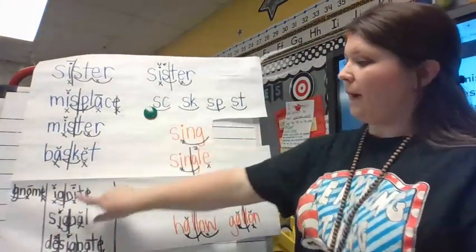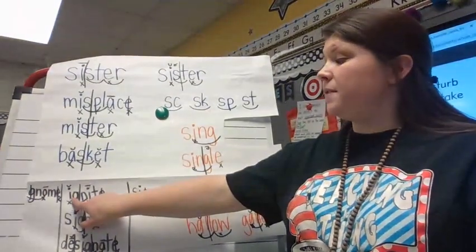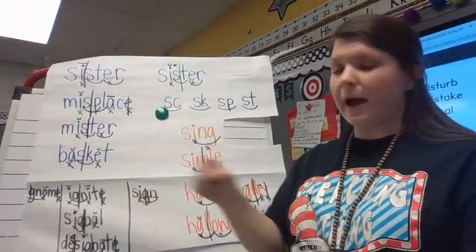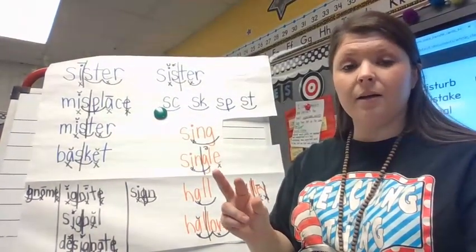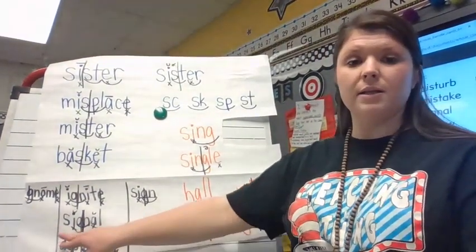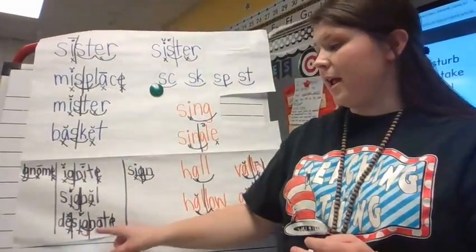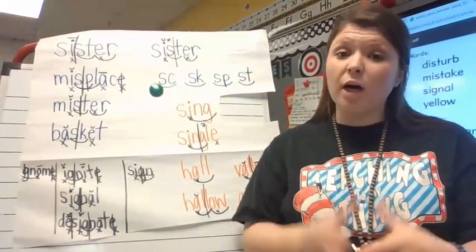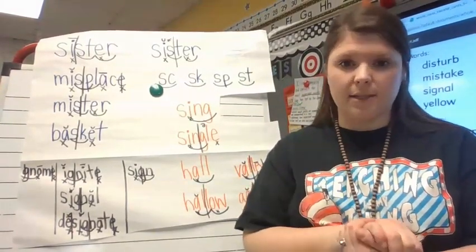But when we have that digraph GN in the middle of the word, it gives both of those consonants a sound, like in ignite. We have that sound, ignite, okay? Or like in signal. Or in the word designate. So when we have that digraph GN in the middle of a word, it's going to be split and both consonants are going to have a sound instead of it just having that one sound.